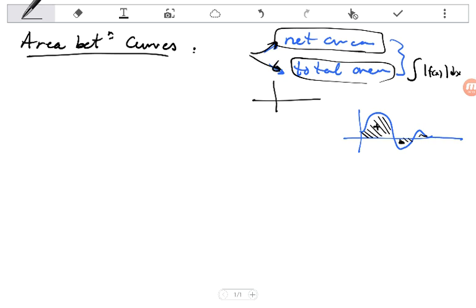Okay, so we learned before the difference between the net area and the total area, and both of these areas are talking about the area between the curve and the x-axis. Okay, now we need to learn today how to find the area between two curves.